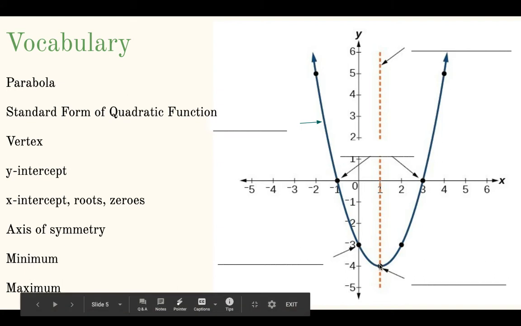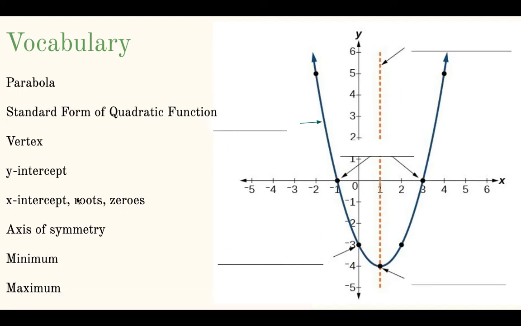The vertex is an ordered pair. The y-intercept is where it crosses the y-axis. So in this case, the vertex is (1, -4). The y-intercept is -3. The x-intercepts, roots, and zeros all have the same meaning. They are where it crosses the x-axis. So in this case, the x-intercepts, roots, and zeros are (-1, 0) and (3, 0).